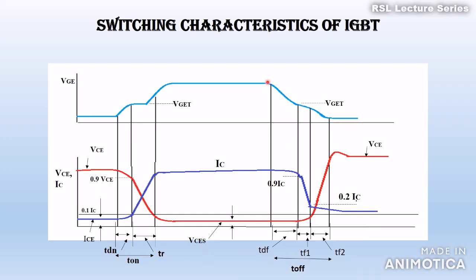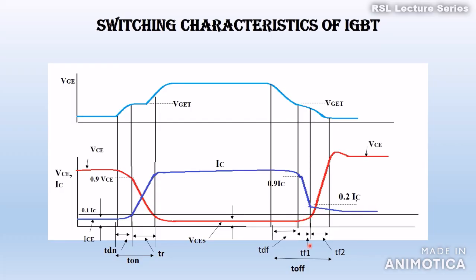So once the gate voltage is removed, the gate emitter voltage will start falling. With the fall in the voltage, the collector current also falls. Initially it will start falling from IC to 90%. So this time interval is defined as the delay time, and further with the decrease in the gate emitter voltage, the current will further fall from 90% to 20%. At the same time, the collector emitter voltage will start rising.